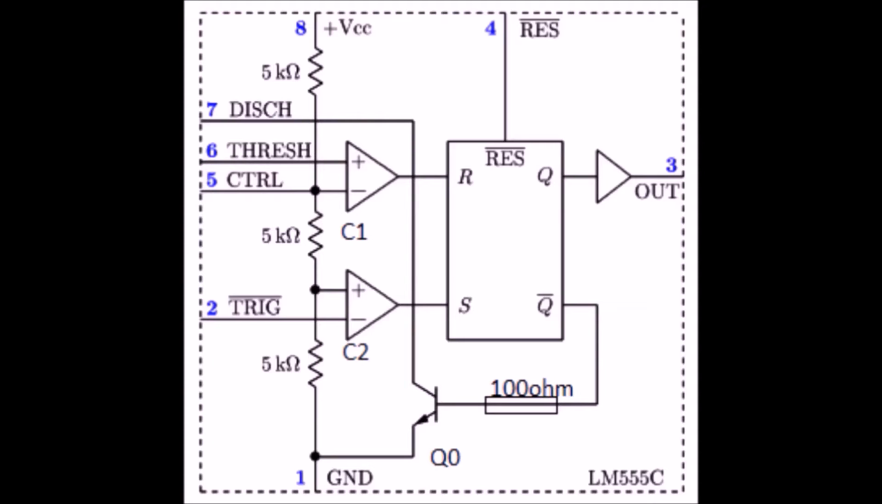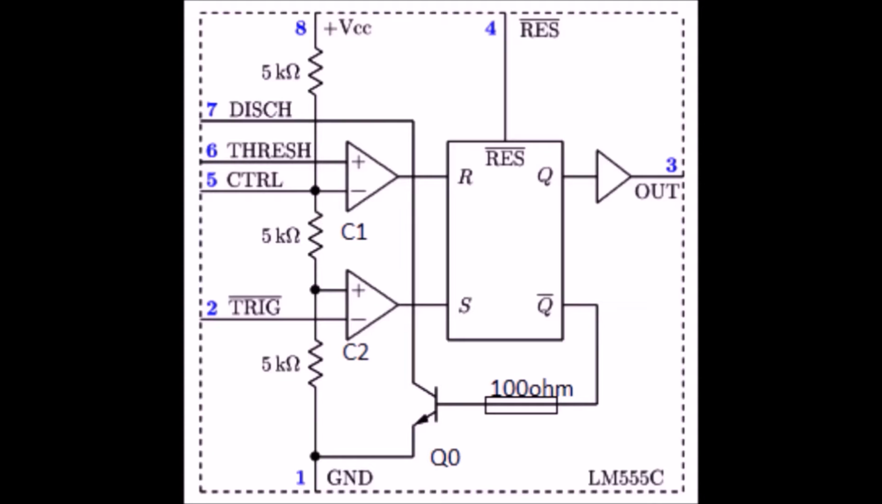The second case is whenever the threshold input rises above VTH, comparator 1 fires and clears the flip-flop, forcing Q low and Q bar high. With the high voltage applied to its base via 100 ohm resistance, Q0 is now heavily on.